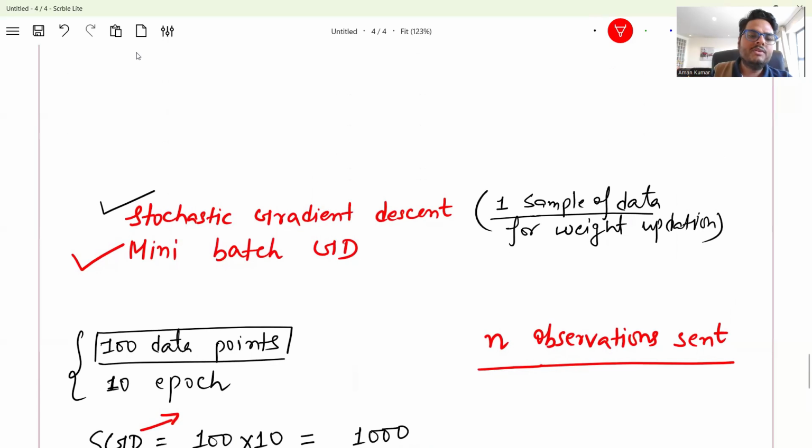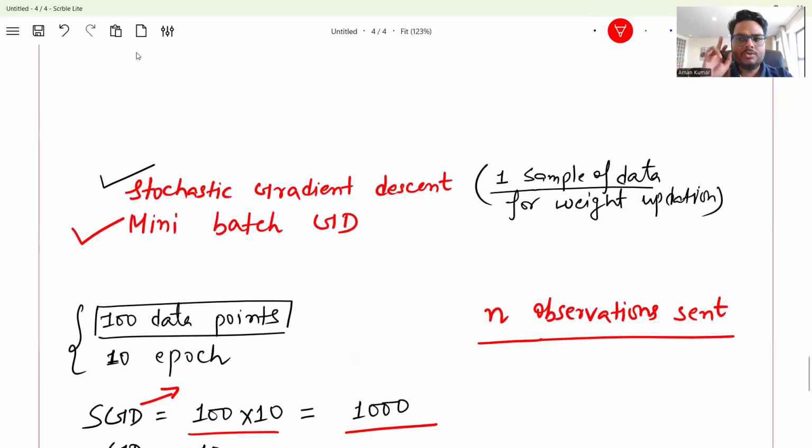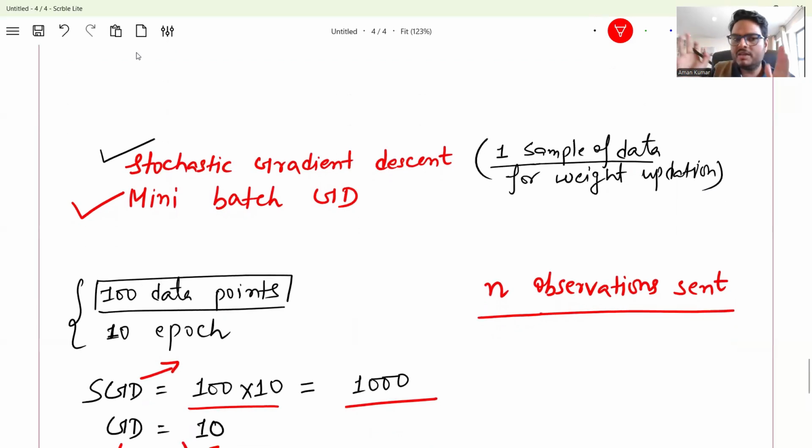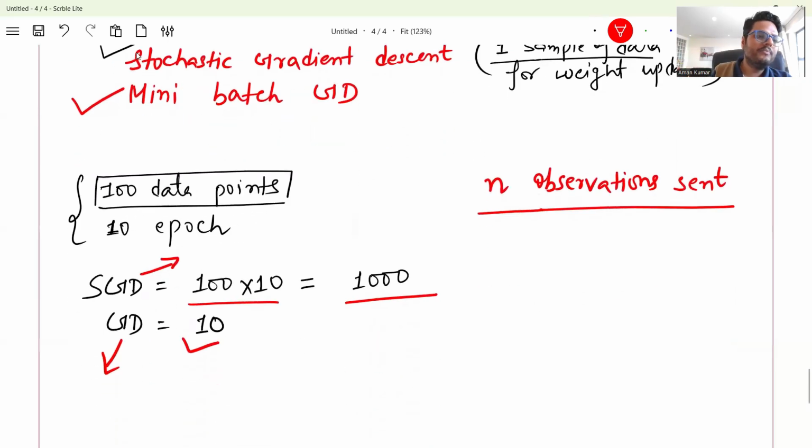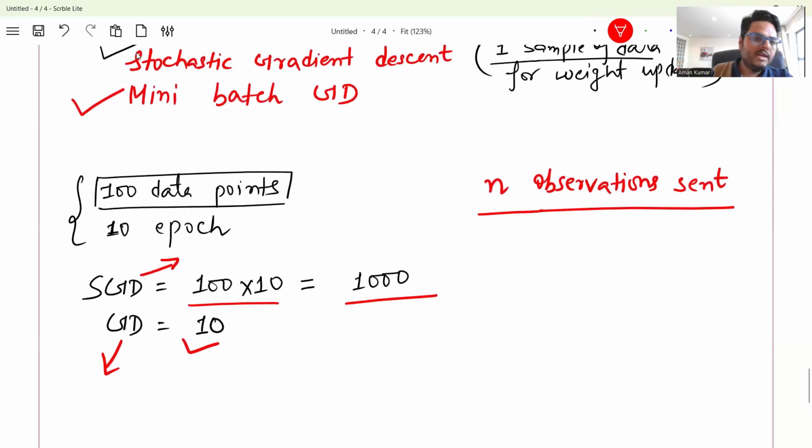Okay, if you send everything, that becomes gradient descent. If you send one sample, that becomes stochastic. If you send n, that is between one and everything, that becomes mini batch. Okay, so these are different flavors of gradient descent.